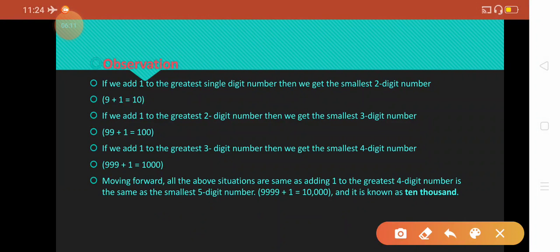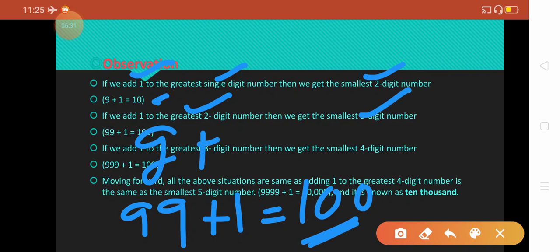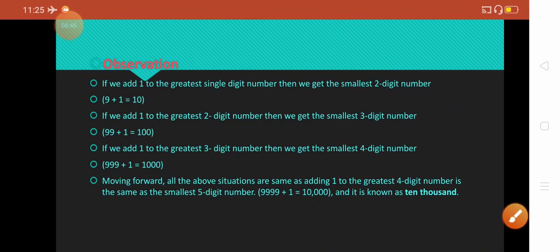Here, if you add 1 to the greatest single digit number, you will get the smallest 2 digit. 9 plus 1 is equal to 10. If you add 1 to the greatest 2 digit number, 99, 99 plus 1 is 100. This is the smallest 3 digit number. So greatest plus 1, you get smallest of the next digit. Greatest of 2 digit, smallest of 3 digit. Greatest of 3 digit, smallest of 4 digit. Greatest of 4 digit, smallest of 5 digit. In this way you will get the number after adding 1. You will read this and you will understand.